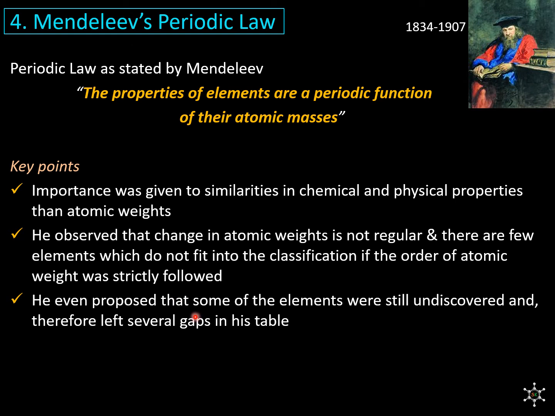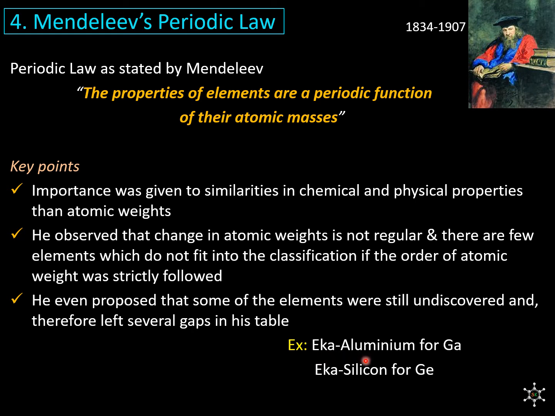He even proposed that some of the elements were still undiscovered at that time, so he left several gaps in his periodic table. Examples: Eka aluminium is one space he left empty in Mendeleev's periodic table that is filled by the element gallium in the modern periodic table. Eka silicon was the space left for one element in Mendeleev's periodic table that is filled by germanium in the modern periodic table.